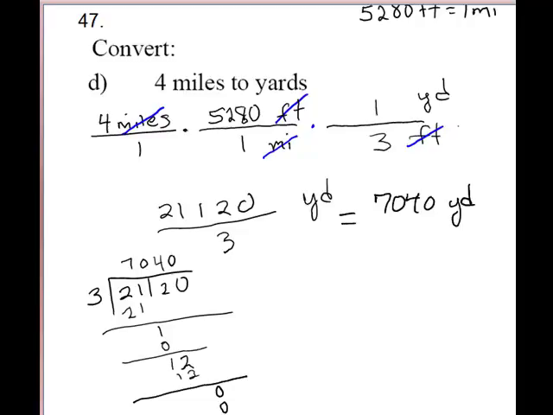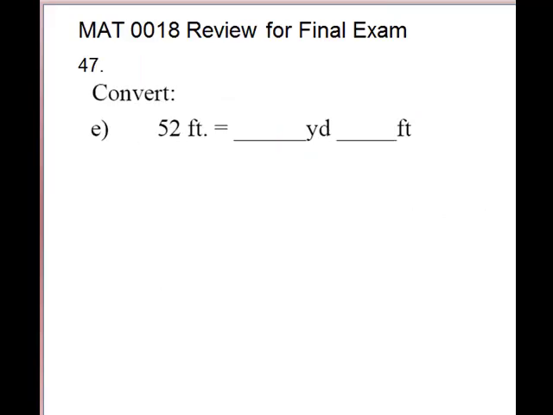So you might have several conversion factors. 47, they're just giving us a different form here for our answer. So first we're going to convert from feet to yards. So start with what we have, 52 feet. Make it look like a fraction. We want to get rid of feet. It should go in the denominator, and we want to get yards. On the diagonal, cancel out your feet.